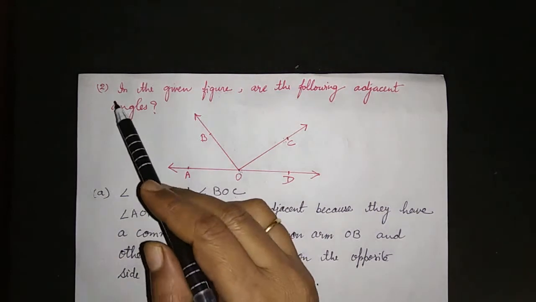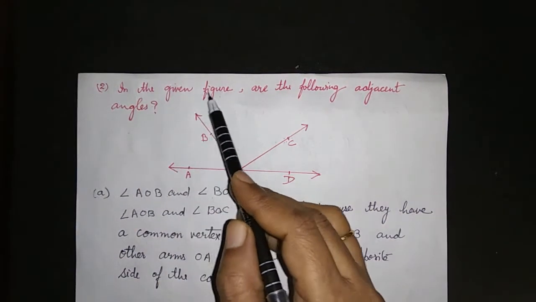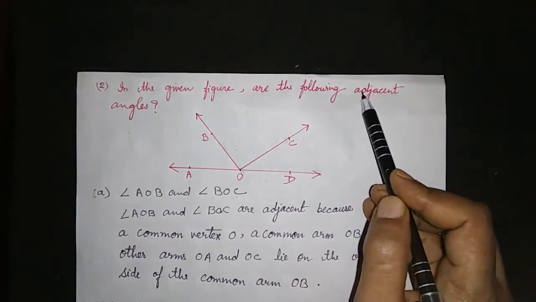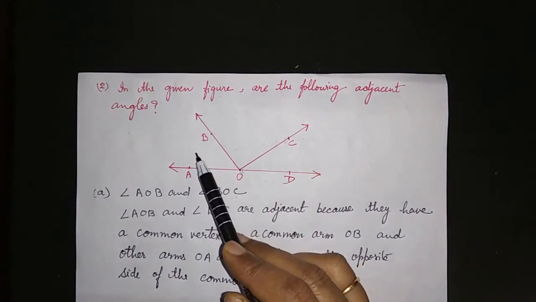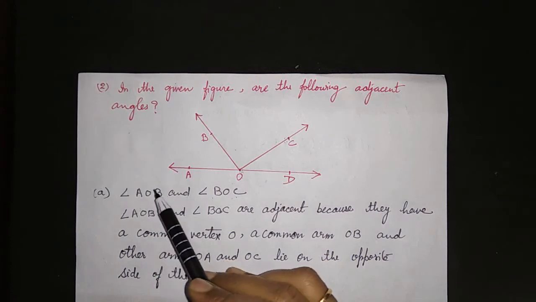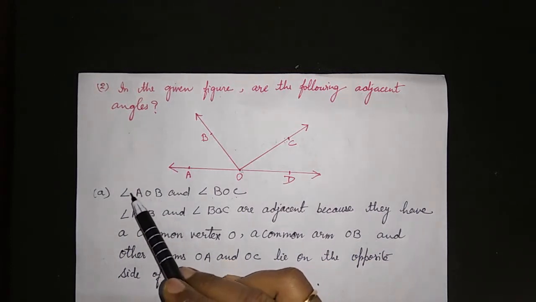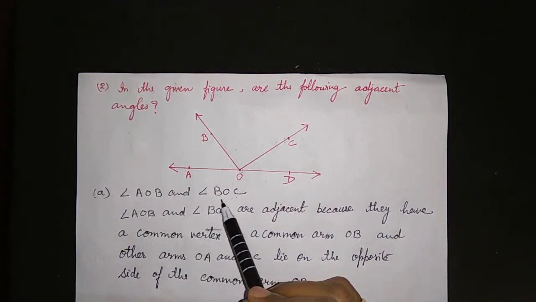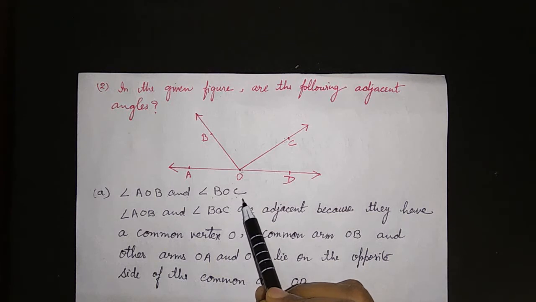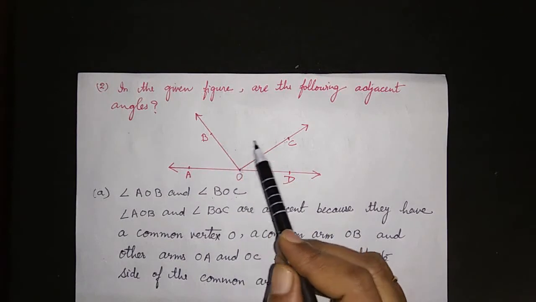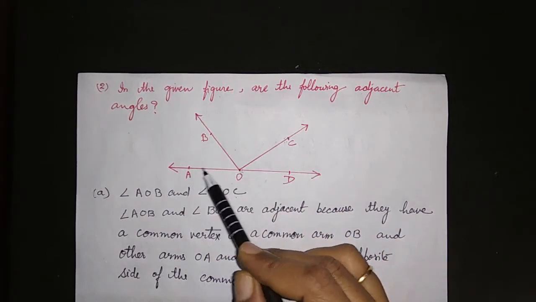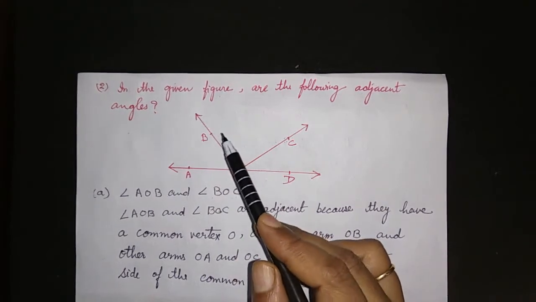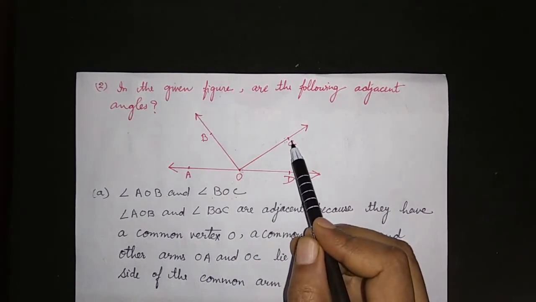Now see the second question. In the given figure, are the following adjacent angles? For this question, you see the first part. You have to tell whether angle AOB and BOC are adjacent. So see the figure carefully and listen to the explanation carefully. Here this is angle AOB and this is angle BOC.